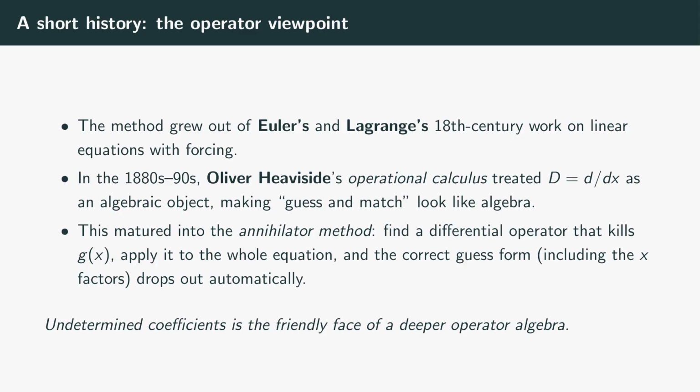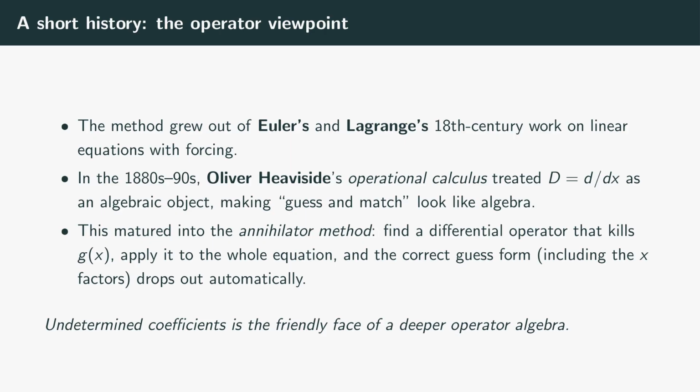A little history and a peek ahead. The idea of finding particular solutions for forced linear equations goes back to the 18th century work of Euler and Lagrange, who studied these equations as they arose in mechanics and astronomy. In the late 1800s, the British engineer Oliver Heaviside introduced his operational calculus, in which the derivative is treated as an algebraic symbol, capital D, that you can manipulate like a number. That viewpoint turned guess and match into honest algebra.